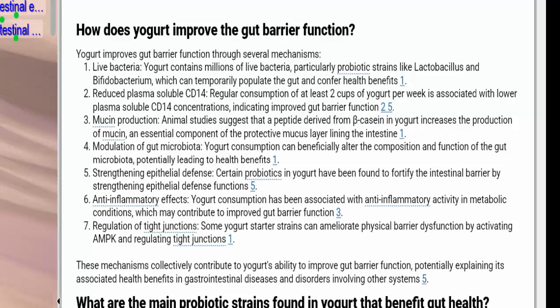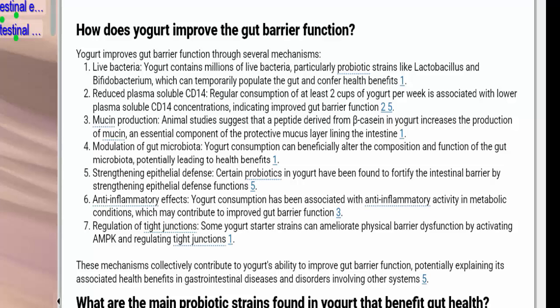It reduces plasma-soluble CD14. That's 2 cups of yogurt a week. Mucin production. Mucin is one of our tiles. Animal studies suggest that a peptide derived from the beta-casein in yogurt increases the production of mucin, and that's an essential component of the protective mucus layer lining in the intestine. Mucin we'll get into next week.